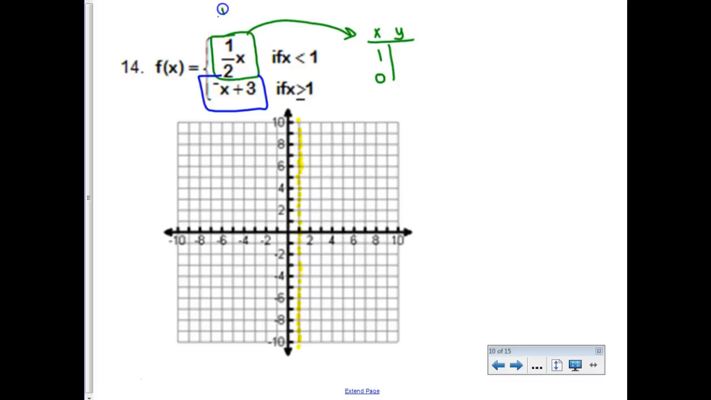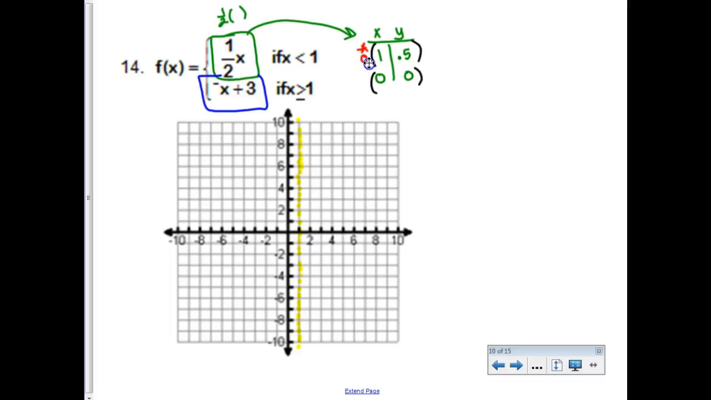Look at a 1. So 1/2 times 1 is 1/2, or 0.5 if you prefer decimals. And then plug in a 0. 1/2 times 0 is 0. So what you have here are 2 different ordered pairs, but before we plot them, I want to talk about this first ordered pair, the boundary line ordered pair. For this green function, open circle or closed circle? Open. Why?